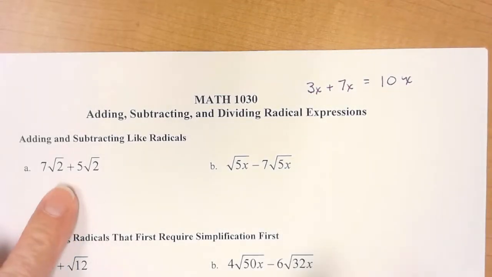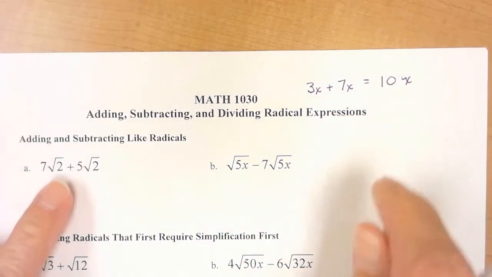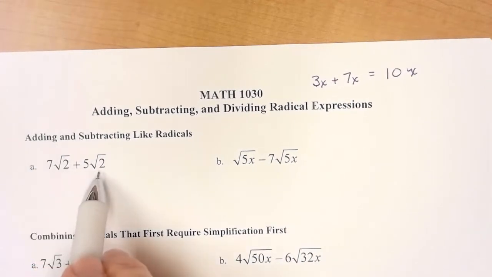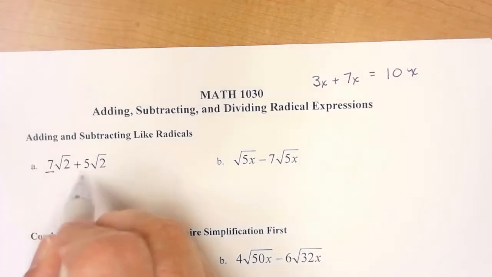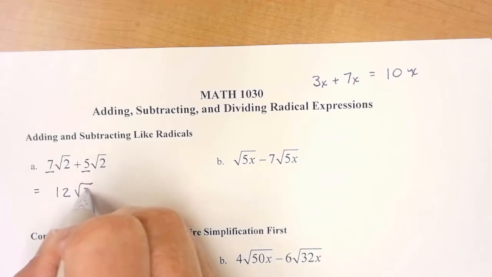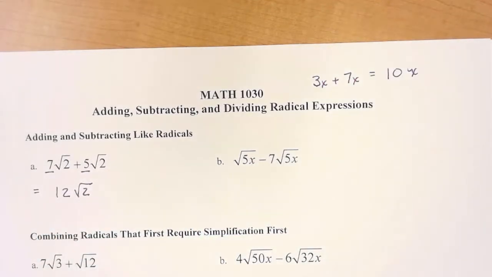These are like terms, these are like radical terms. So I've got the same square root of 2, so I combine their coefficients. That would give me 12 square root of 2. And that's my answer on that one.